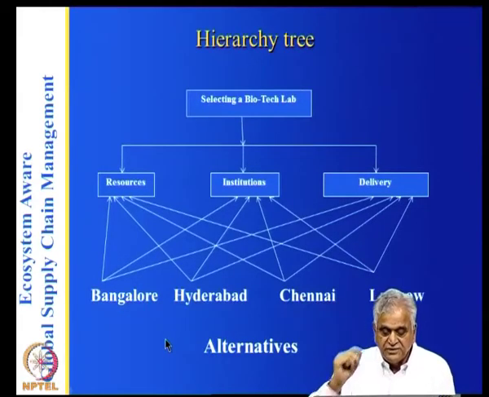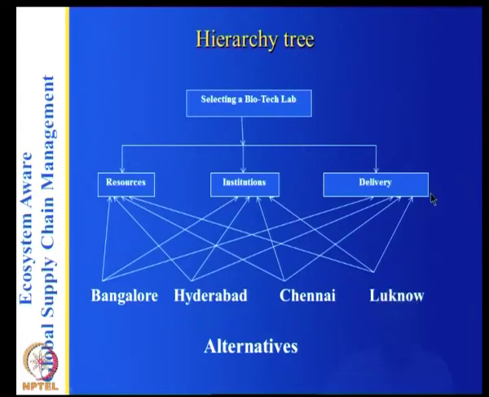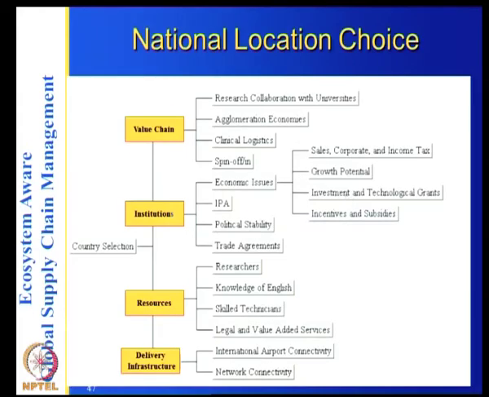For example, we want to select a biotech lab based on resources, institutions and delivery, and Bangalore, Hyderabad, Chennai and Lucknow and so on. These are the alternatives. So that's the selection that you need to do. Okay, this is national location choice. For example, you want to like this one.